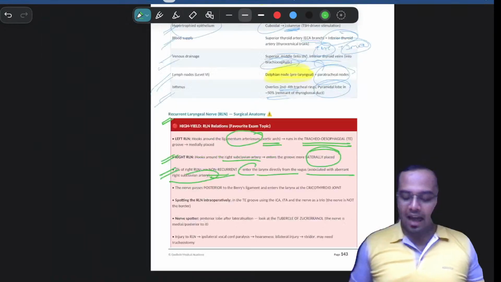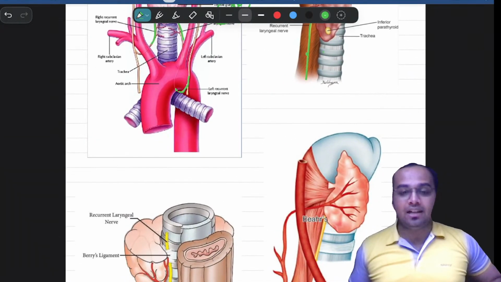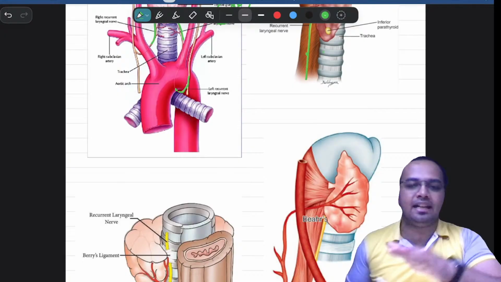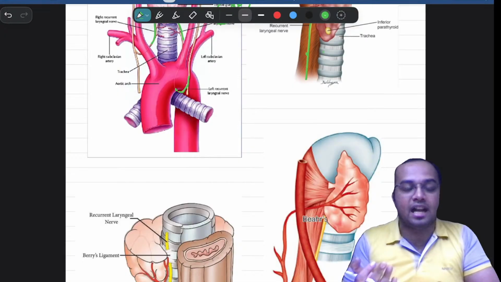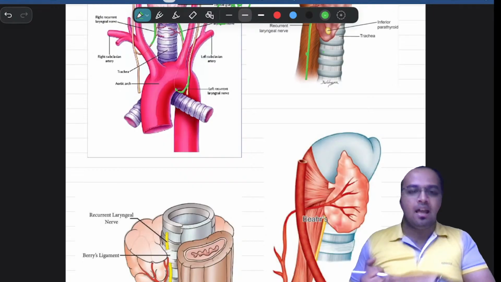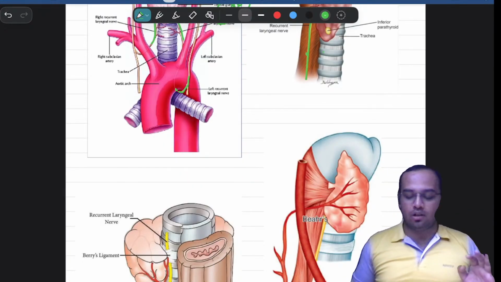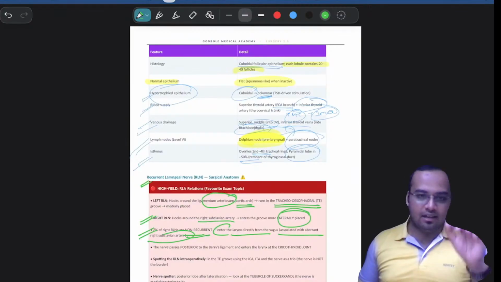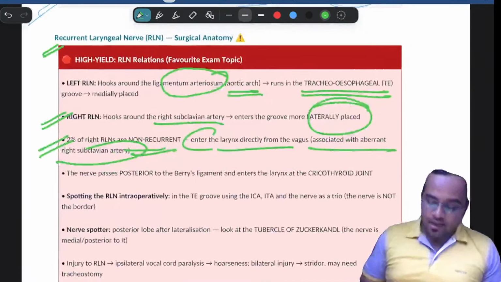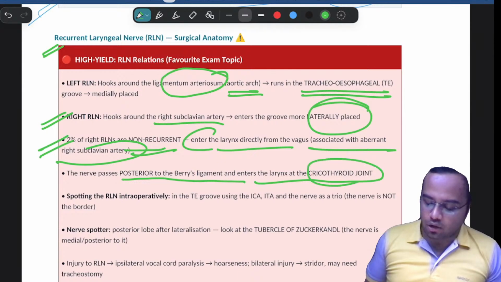So many times this right subclavian artery might originate aberrantly, maybe from the right carotid artery or even from the left carotid artery. Whenever the right subclavian is aberrant, that is when the vagus nerve drops off the nerve directly as it crosses the gland and the larynx. The nerve passes posterior to the Berry's ligament and enters the larynx at the cricothyroid joint.